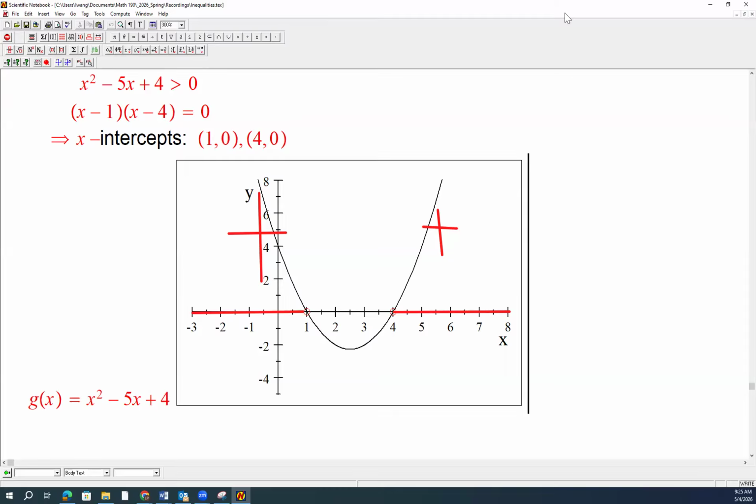But then you say, how about the other part? Well, the other part is negative. So if a question is asking for when the function is less than 0, if greater than turns into less than, then the solution will be between 1 and 4. So that's how, if you are familiar with quadratics, you can do this very quickly.